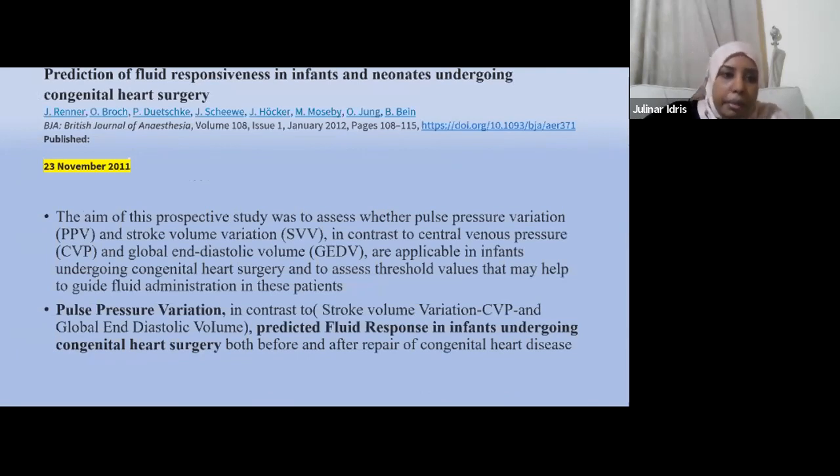Another study moved to the dynamic evaluation. Here they were assessing whether pulse pressure variation and stroke volume variation, in contrast to CVP and global end-diastolic volume, are applicable in infants undergoing congenital heart surgery. They found that pulse pressure variation predicts fluid responsiveness in infants undergoing congenital heart surgery, even before surgery.